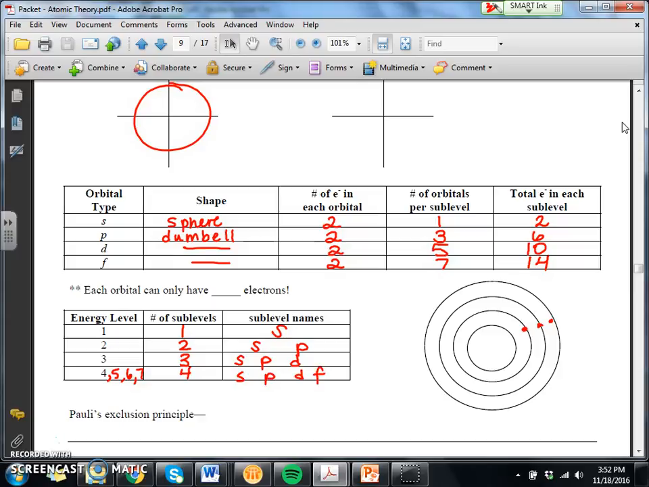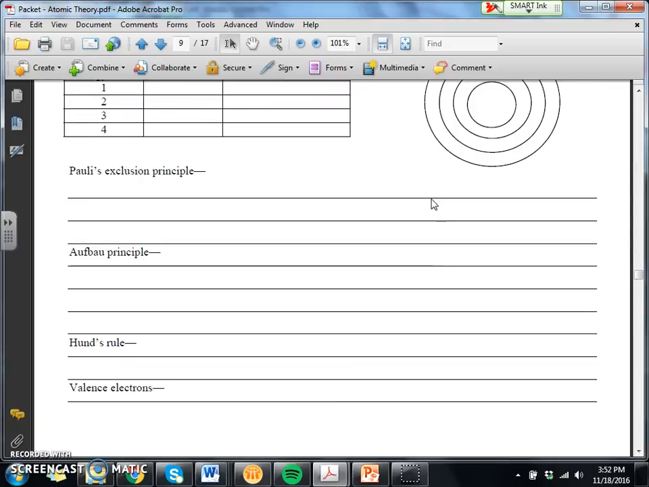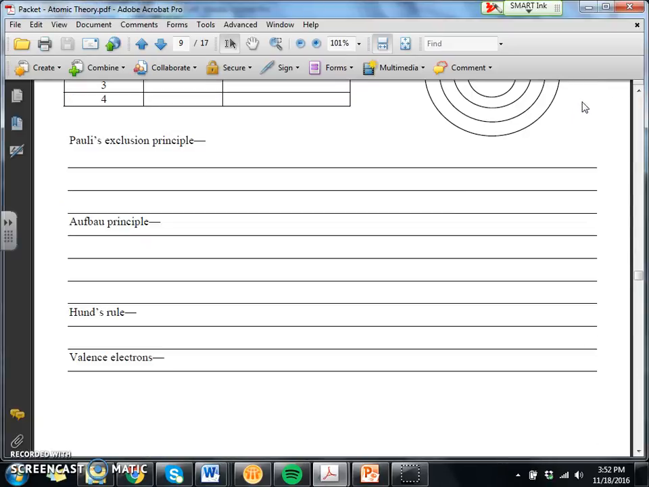Okay, so while the Bohr model says that we have these kind of rings, that's not exactly a correct description of what it really looks like. But the way the electrons fill in these orbitals and sublevels is governed by 3 main principles. So we need to talk about those. The 3 main principles are the Pauli exclusion principle, the Aufbau principle, and Hund's rule.